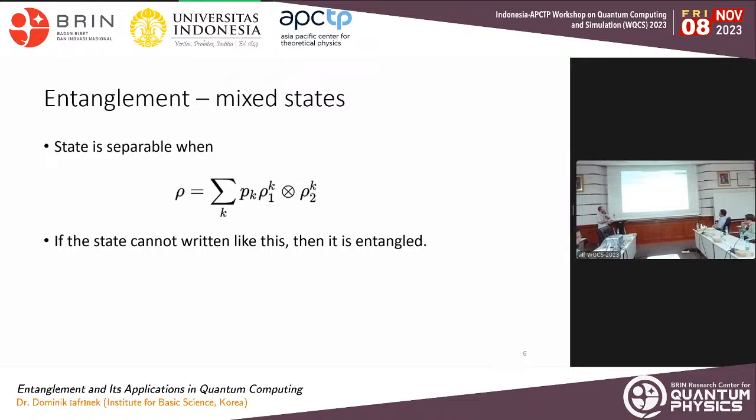So you can think that this is a separable state. Separable means absolutely no correlations. If you can write this state as a classical mixture of product states, then the state is separable. And you can imagine also the case where all the terms are the same, which is a product state. If the state cannot be written in this way, then it is called an entangled state.